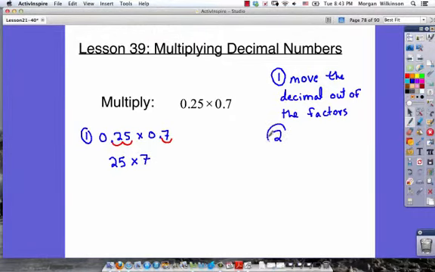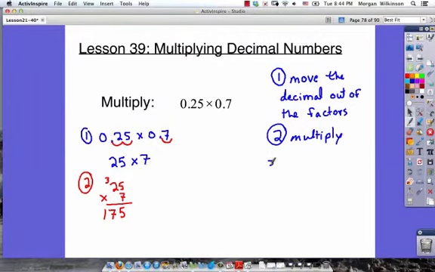Step 2, multiply. We're going to multiply just like we would as if we had whole numbers. So step 2 is going to be 25 times 7. Let's write that in red. We've got 25 times 7. 7 times 5 is 35. Let's carry the 3. 7 times 2 is 14. Plus 3 more is 17. So we get 175. But remember, this was a three-step process.